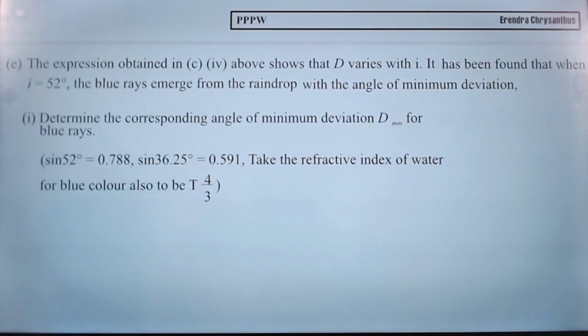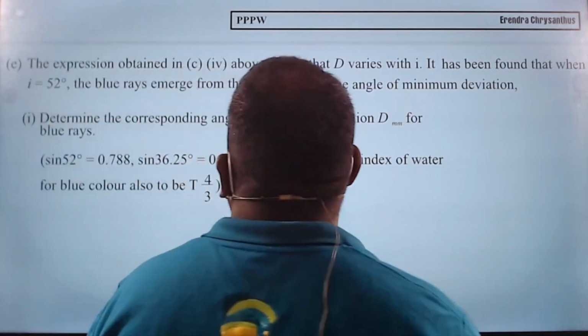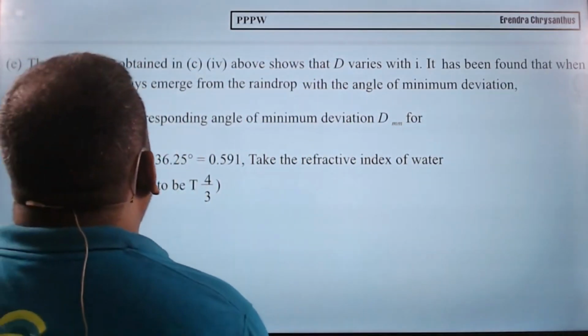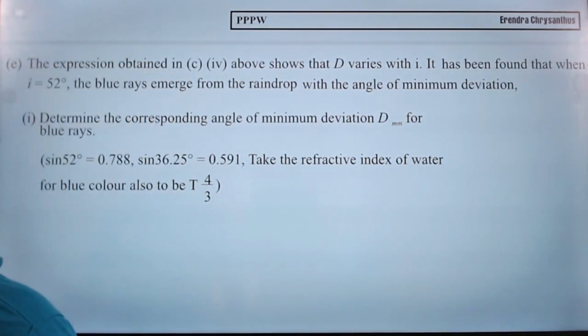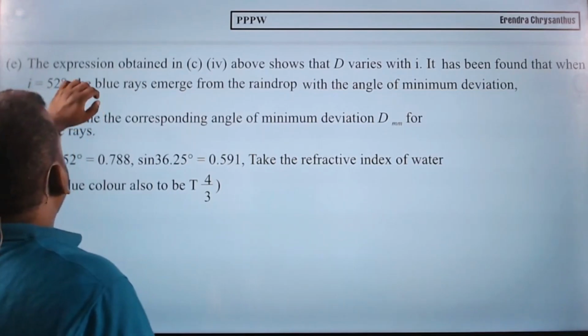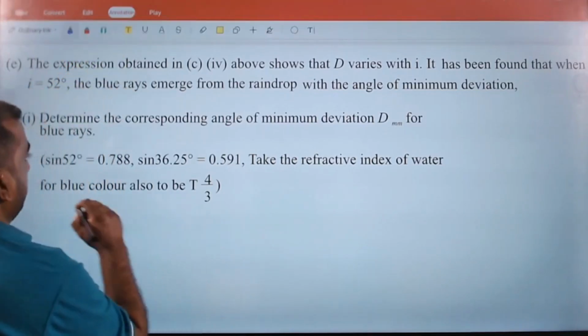The expression obtained in C above shows D varies with I. It has been found that for I equal to 52, the blue ray emerges with minimum deviation. Determine the corresponding angle of minimum deviation for blue rays. Right. So you can work the problem out.